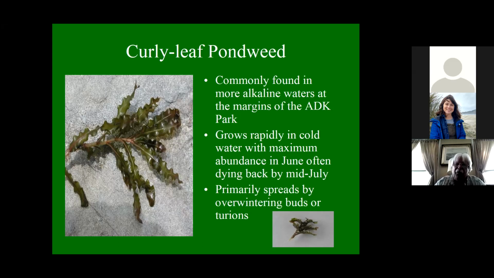This one primarily spreads itself by producing what we call an overwintering bud or turion. It looks like a little pine cone up there. You can see the photo in the lower right-hand corner. And these just fall off the plant, drop to the lake bottom, where they'll sit throughout the summer months and then sprout in the fall and start growing again. A very prolific plant. This is probably one of the earliest invasive species to show up in New York State. Probably came from Europe.